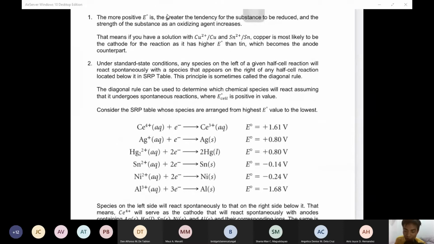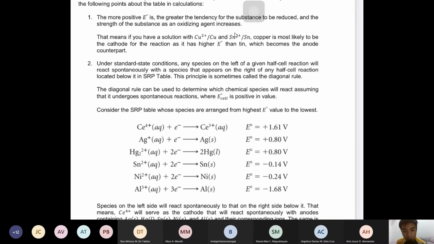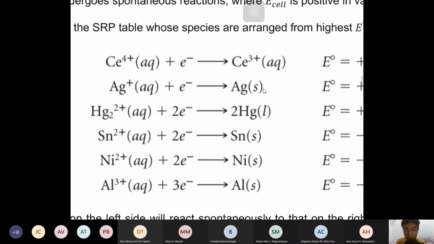Sabi sa diagonal rule is that yung species on the top left of the SRP table will react with the species on the bottom right of the SRP table. So, ano meaning nun? Itong cerium 4+, it will react with silver. Magkakaroon yan ng redox reaction, and that is spontaneous. Ibig sabihin nun, positive yung voltage na makukuha mo doon.